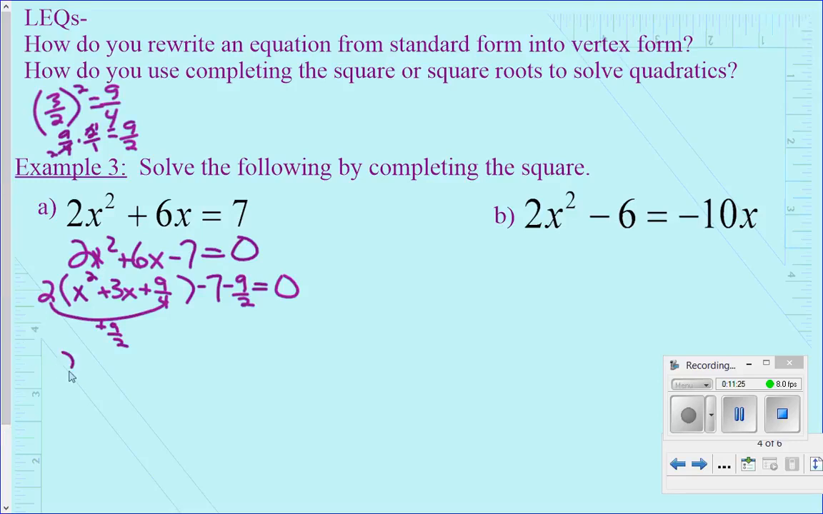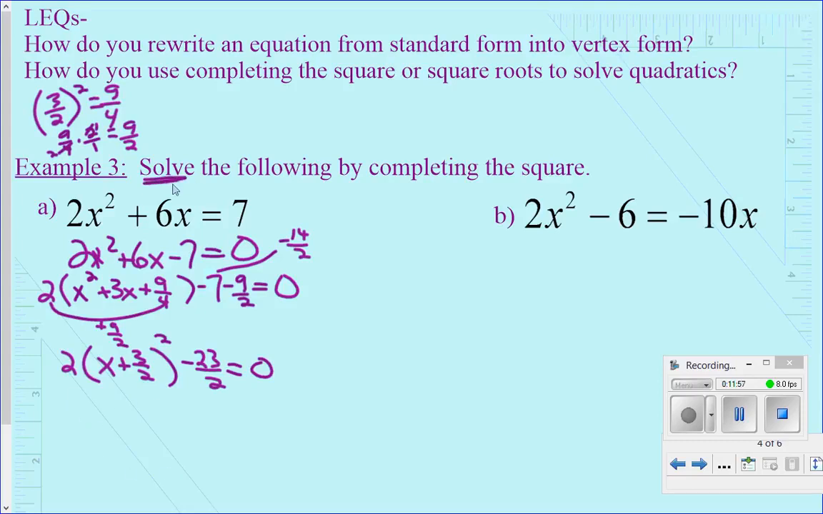So I have a 2 out front. I have a quantity, x. I'm going back here. What I had before squaring was plus 3/2 squared. Negative 7 minus 9/2. So negative 7 in halves is negative 14/2, and negative 14 halves minus 9/2 is negative 23/2. Again, had this been equal to 0 or equal to y and we were supposed to rewrite in vertex form, we would stop. We'd be done.